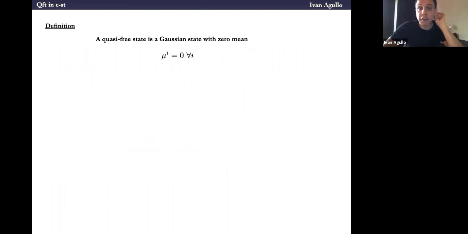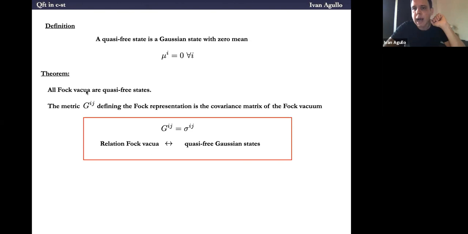Definition. Quasi-free Gaussian state. I will call a quasi-free state a Gaussian state with zero mean. So only the variance. Theorem. All Fock vacua are quasi-free states. Very important. Any Fock vacuum that you can construct, as I said before, is a quasi-free state. So it's a Gaussian state with zero mean. Second, and very important, super important, the metric that defines the Fock representation that we introduced before agrees with the covariance matrix of the Fock vacuum. So the Fock vacuum has a covariance matrix which agrees exactly with the metric that you use to build the complex space that we started from.